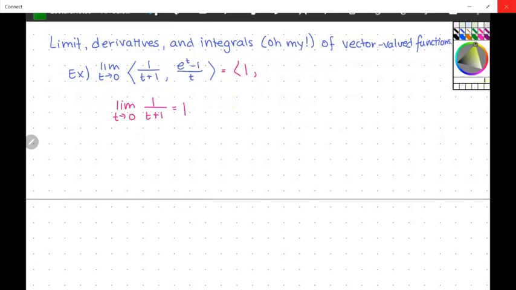The limit as t approaches 0 of e to the t minus 1 over t, what does that equal? What do you get when you directly substitute? 0 over 0, which is indeterminate. So we don't know yet. We have to use L'Hopital's rule.